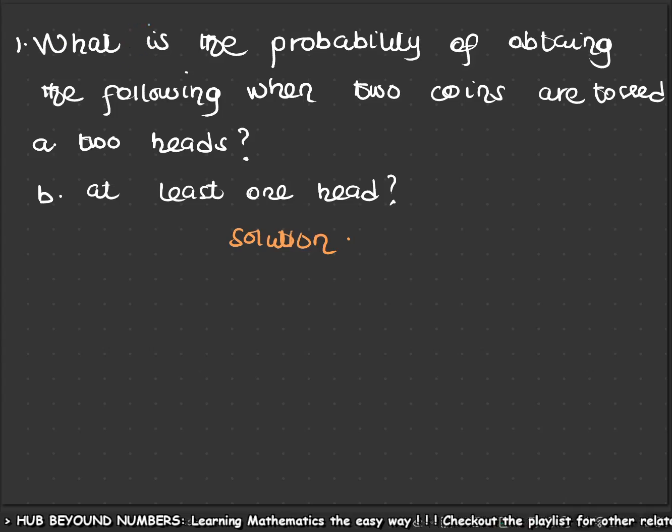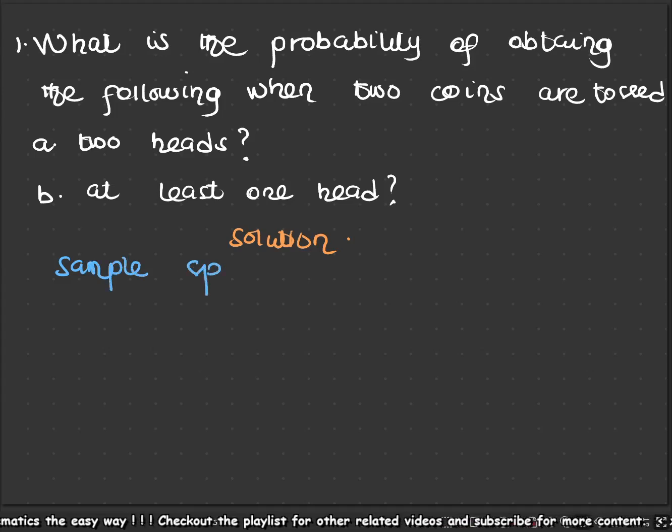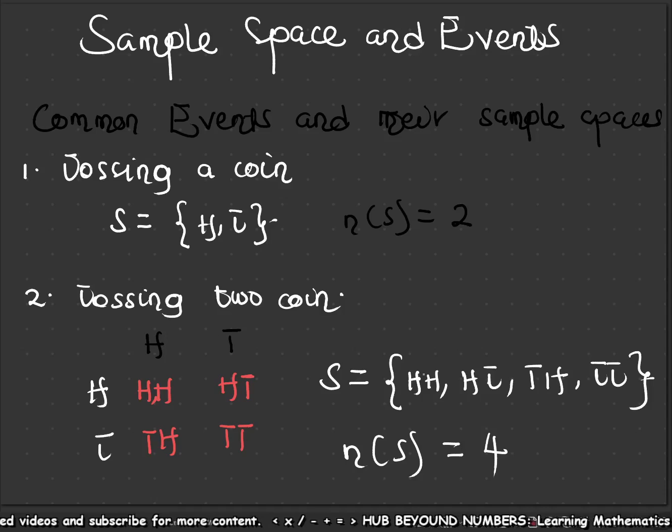So this question says, what is the probability of obtaining the following when 2 coins are tossed? First of all, what's the probability of obtaining 2 heads? Then secondly, at least 1 head, right? First of all, we need our sample space. We are talking about tossing 2 coins, right? From what we did earlier on, we can go back. So this here is the sample space when we toss 2 coins. This is what you have over here, right?